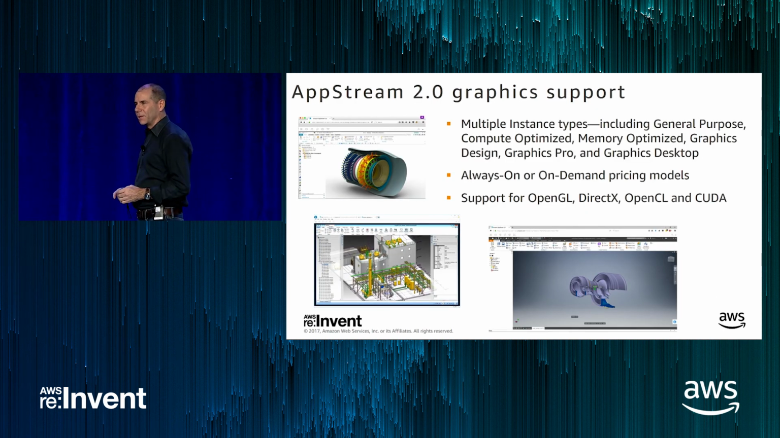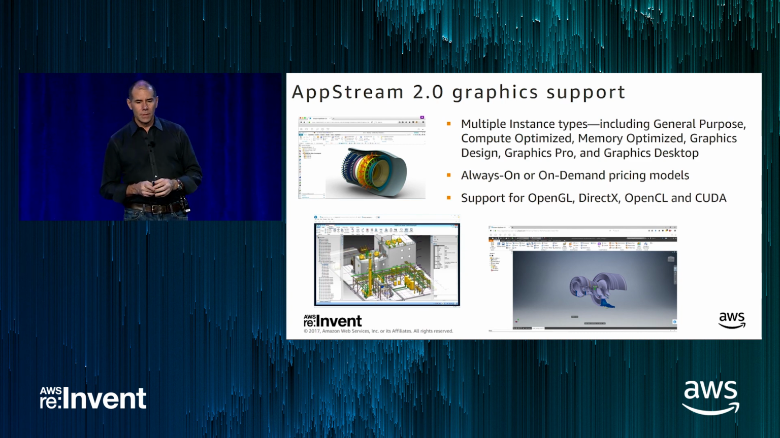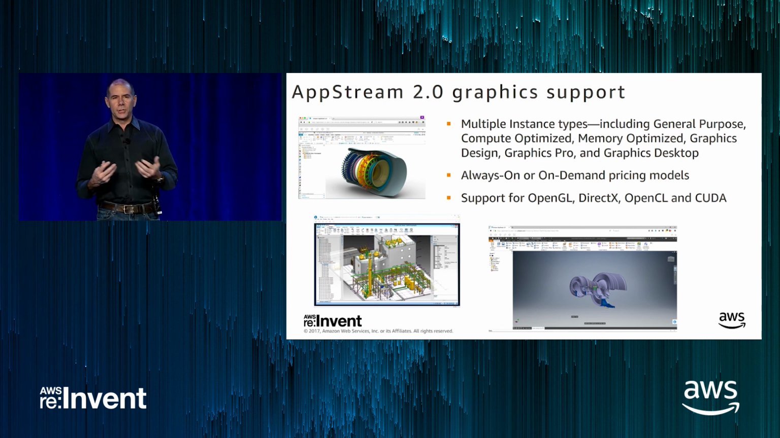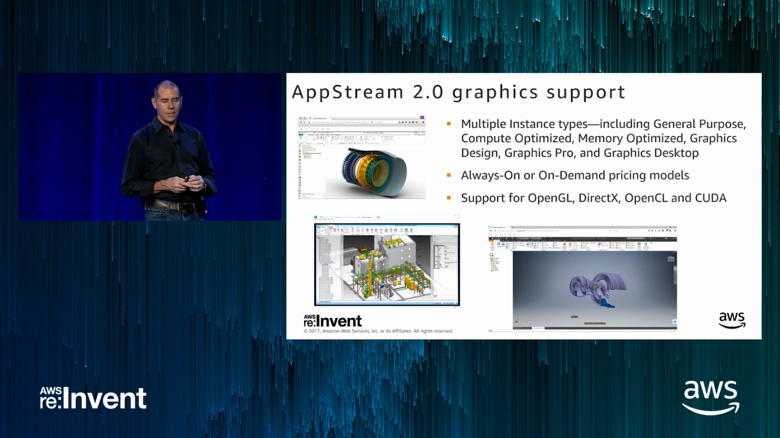It can be much more secure, it can be much more cost effective than managing desktops. And it does have support for a wide variety of graphics needs. Again, based on the Elastic GPU concept I mentioned before, it offers a general purpose instance type, compute instance type, memory optimized, really choosing a selection of graphics and compute capabilities behind the scenes that you need to deliver the applications to the end users.